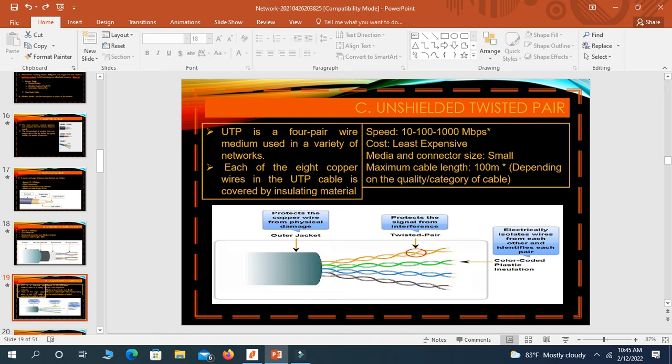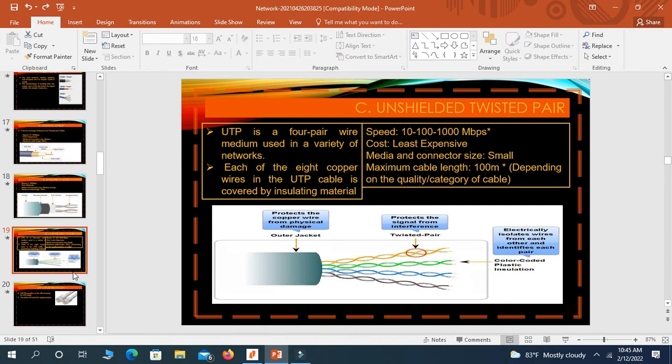Media and connector size is small. Maximum cable length is 100 meters, depending on the quality or category of the cables. So what is written over here? It protects the signal from interference. This twisted pair. Okay, fine.